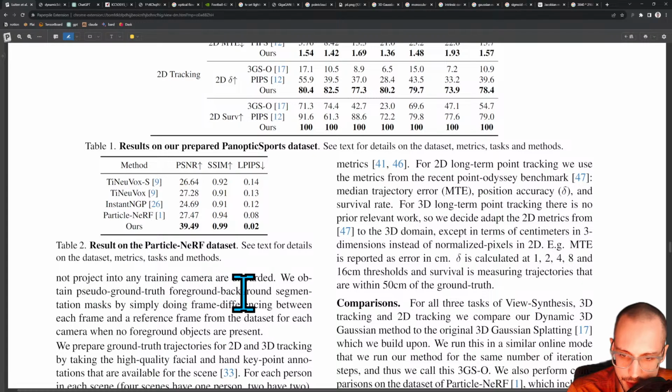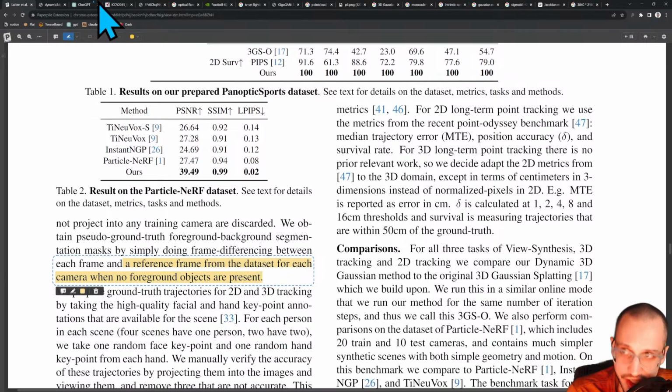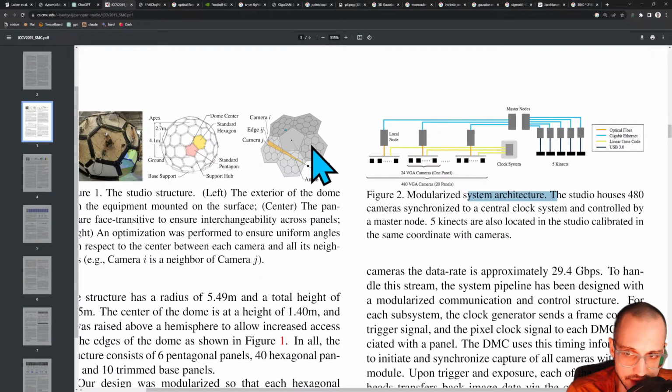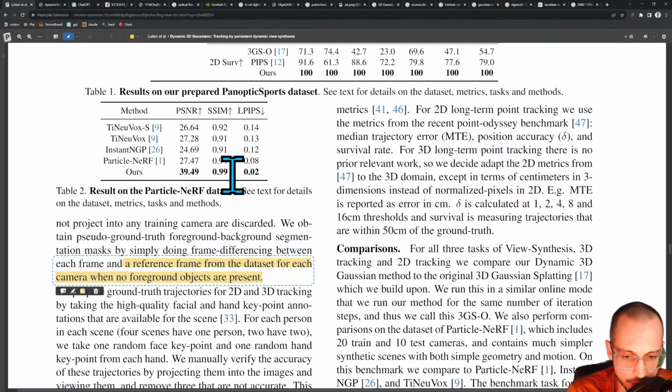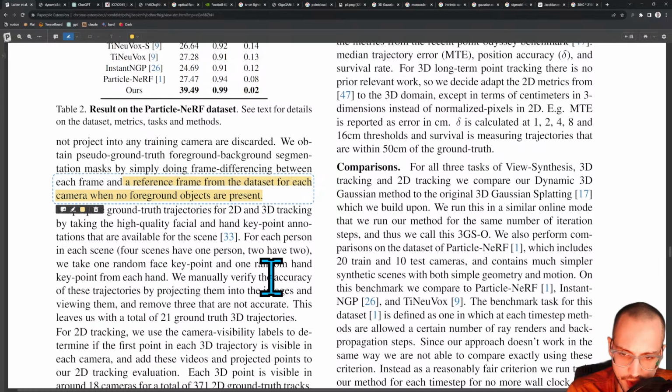Obtain pseudo ground truth foreground-background segmentation masks by simply doing frame differences between each frame and a reference frame from the dataset for each camera when no foreground objects are present. Also another kind of strong assumption, right? The lighting in these is consistent at all points in time, so background and foreground shots are going to have the same exact lighting, but that's not the case for the real world. In the real world, you're not going to have this reference frame with the same exact lighting, especially if you're doing something outside where the lighting is going to change over time.